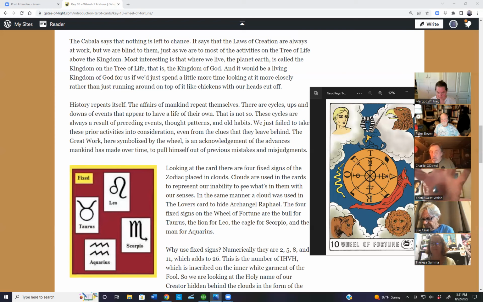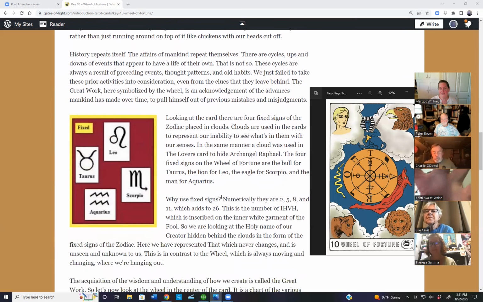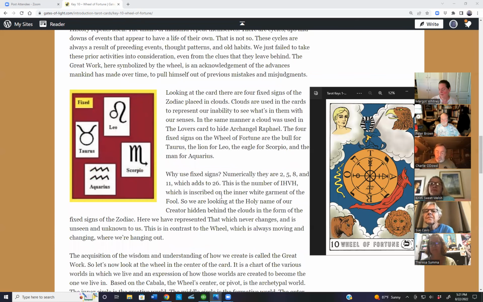So I'm telling you about the card, but I will go over the symbology on the card as to how that reading is there within the symbols. So looking at the card, there are 4 fixed signs of the zodiac placed in clouds. Clouds are used in the cards to represent our inability to see what's in them with our senses. So we're talking our 5 senses.